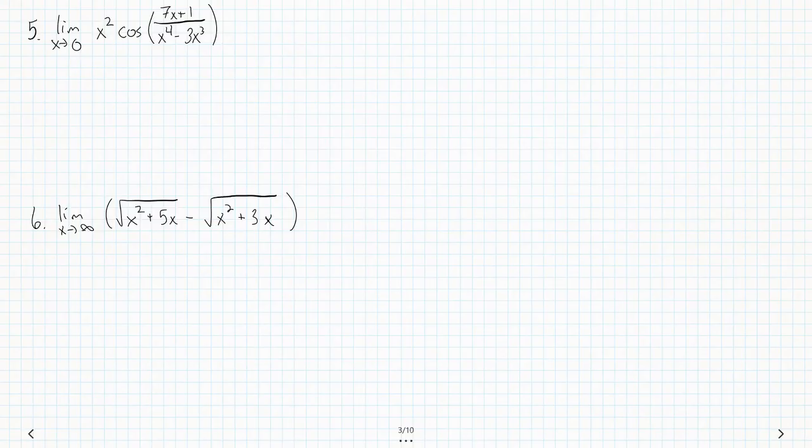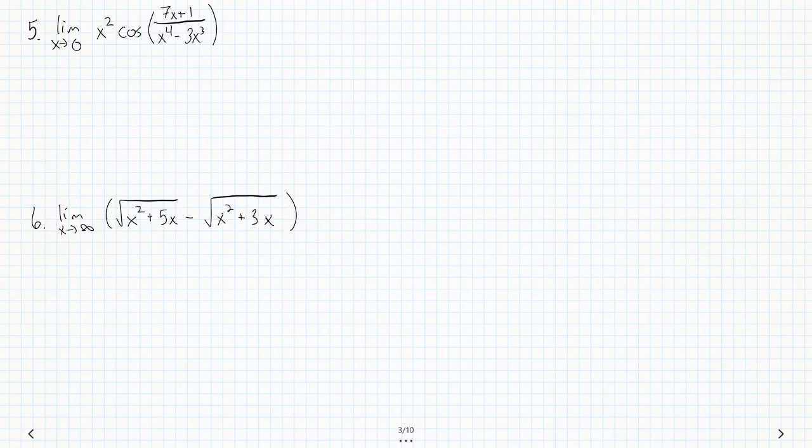So we have the limit as x approaches 0 of x squared cosine of (7x plus 1 over x to the 4th minus 3x cubed). So notice when we plug in for the cosine, you get cosine of 1 over 0. Have no idea what that's approaching. And then we have x squared, which is 0. So 0 times something we don't know doesn't quite tell us what it's going to be. So we need to do work on this one.